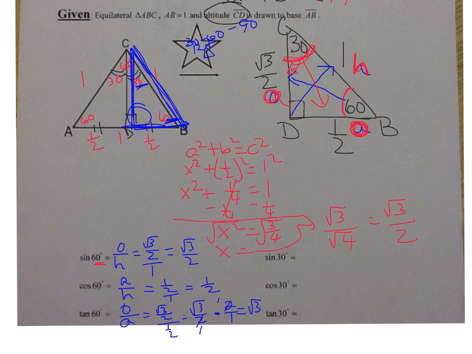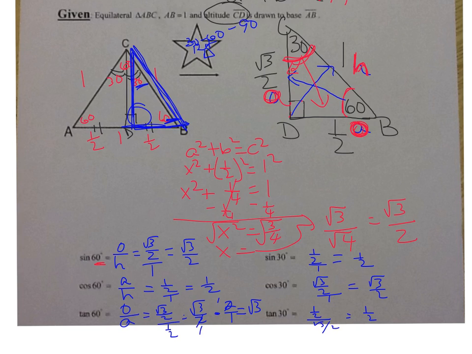All right, so let's start with sine of 30 degrees. Sine is opposite over hypotenuse. That's 1/2 over 1, which is equal to 1/2. Cosine is the adjacent over the hypotenuse. That's the square root of 3 over 2 over 1, which is the square root of 3 over 2. Tangent is opposite, which is 1/2, over the adjacent, which is radical 3 over 2.